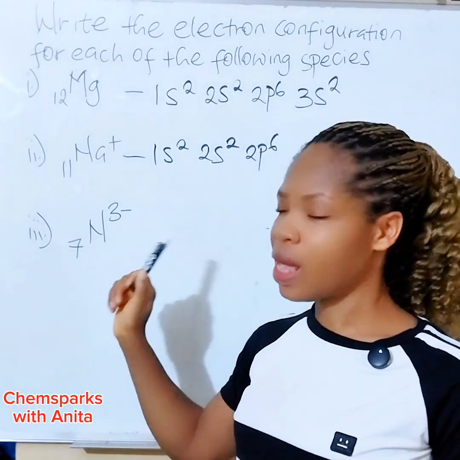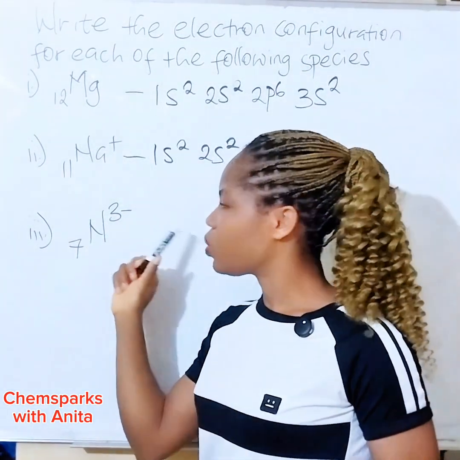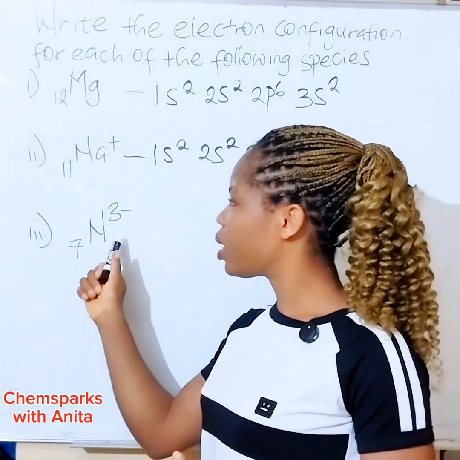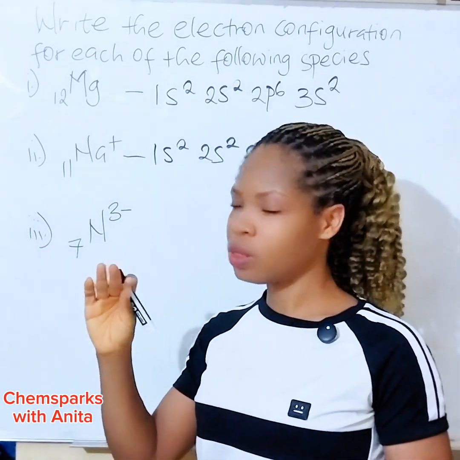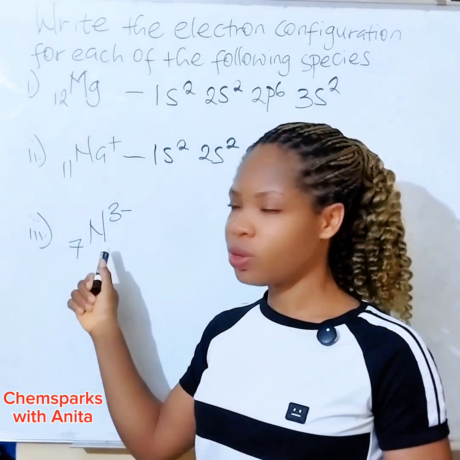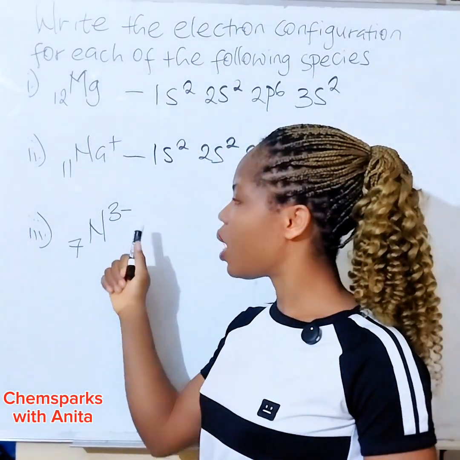Then let's write for nitrogen. This is the nitride ion. These 3 minus here shows that nitrogen gained what? 3 electrons to become the nitride ion, okay? So it gained 3 electrons.